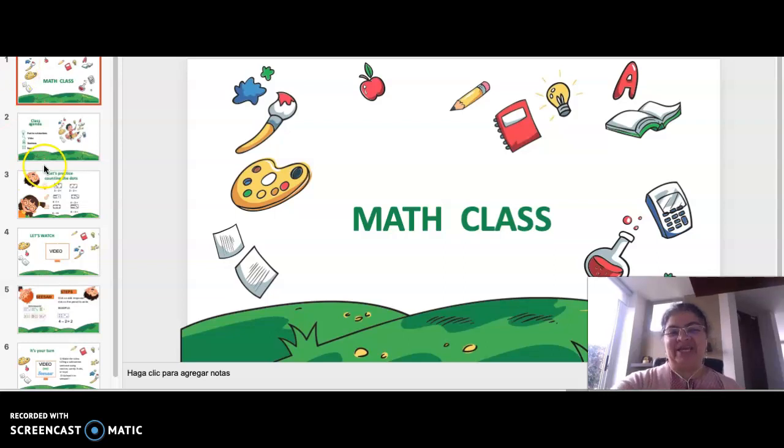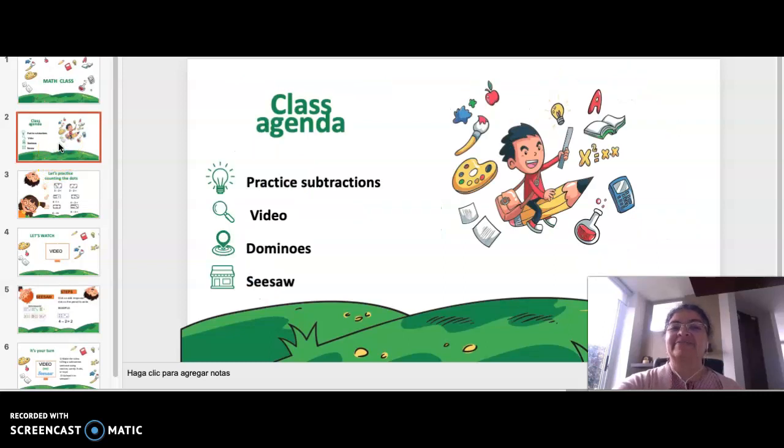What are we going to have today in our class? First, we are going to practice subtractions, then we are going to watch a video, then we are going to play with dominoes, and after that we are going to have an activity in Seesaw, okay? So let's see the practice of our subtractions.